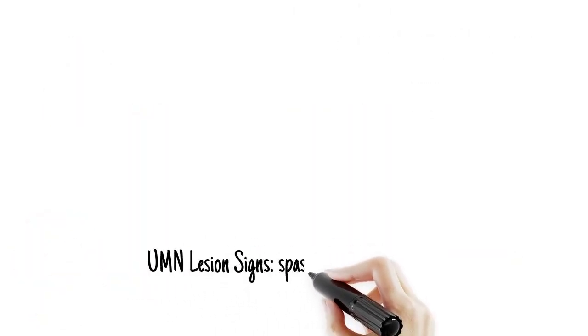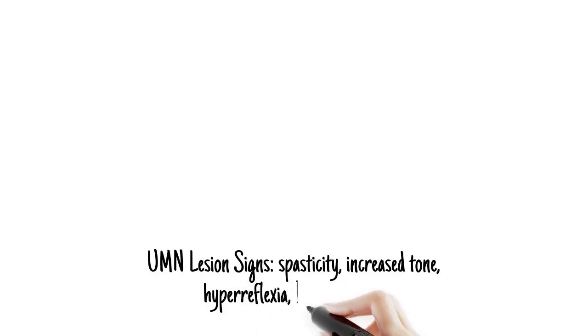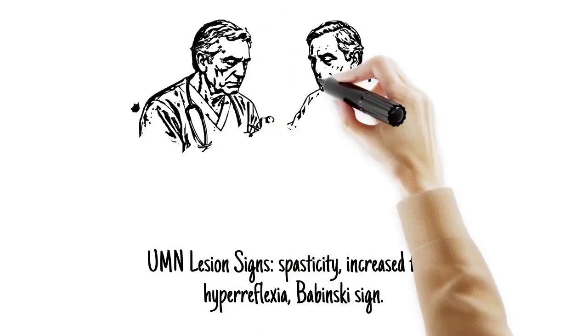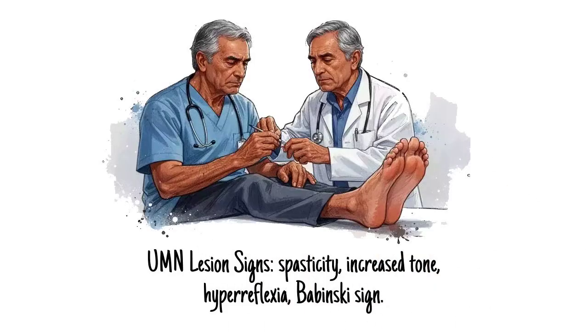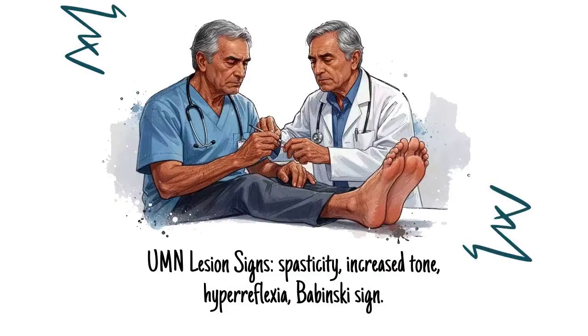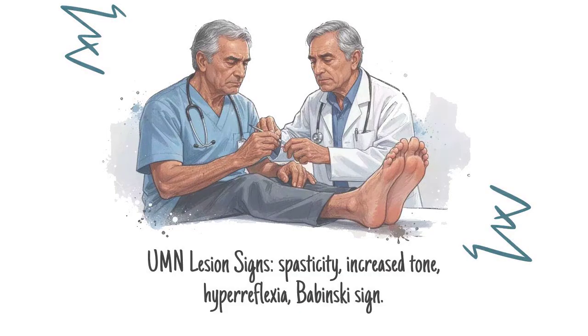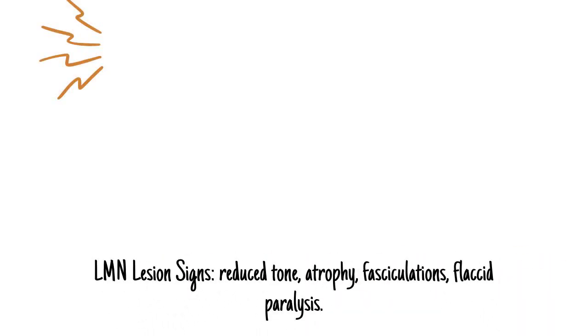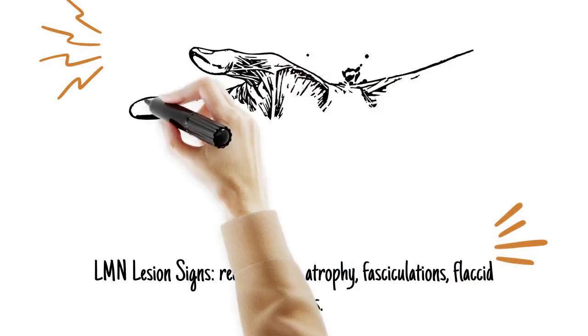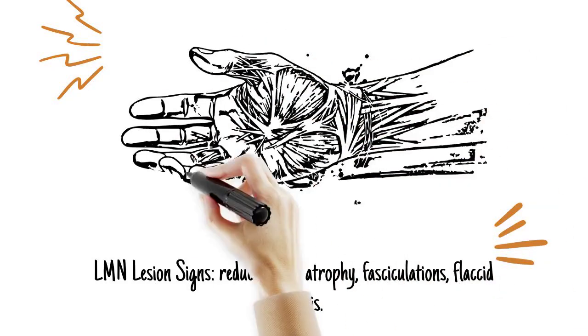UMN lesion signs. Clinical features include spasticity, increased muscle tone, hyperreflexia, and pathologic reflexes, such as the Babinski sign. Acute lesions may initially cause hypotonia before hypertonia develops. LMN lesion signs are characterized by decreased muscle tone and reflexes, muscle wasting, fasciculations, and flaccid paralysis. Reflexes are diminished or absent.